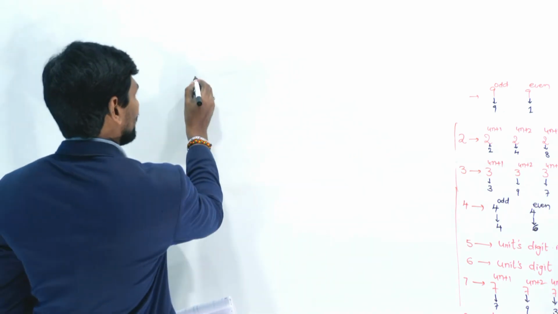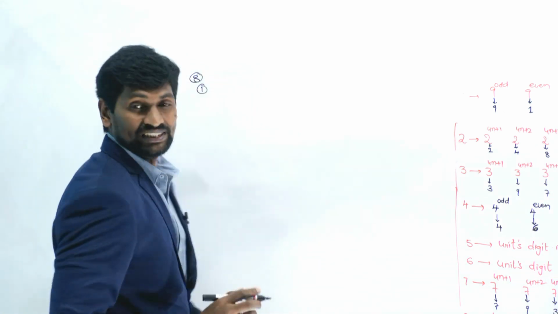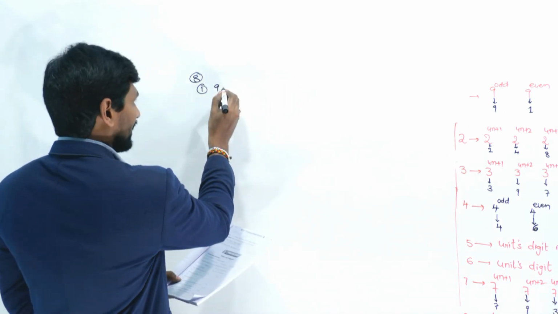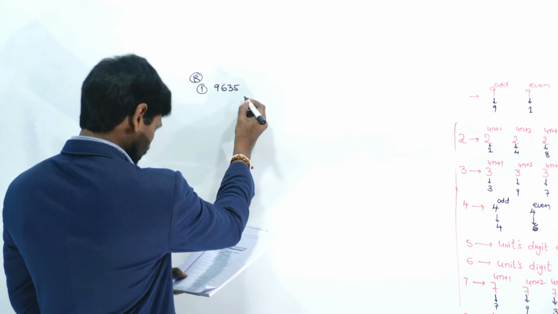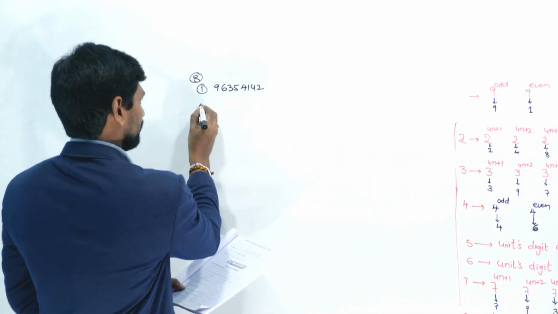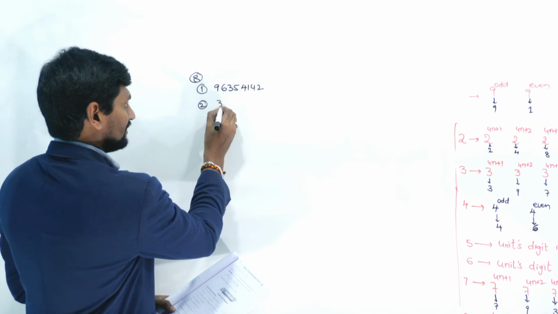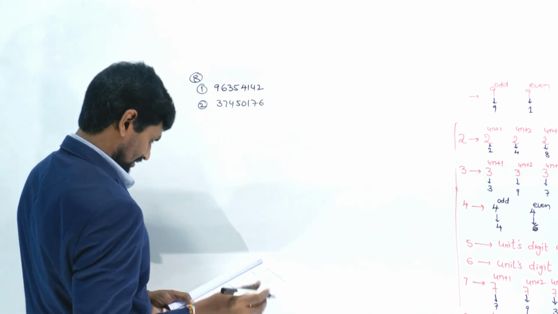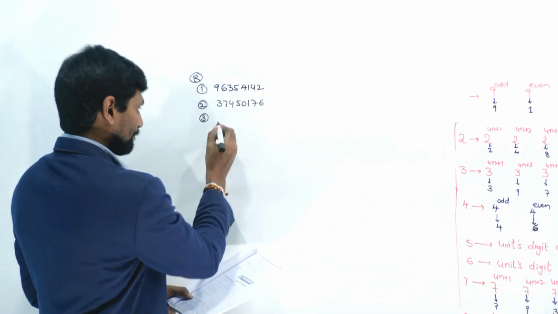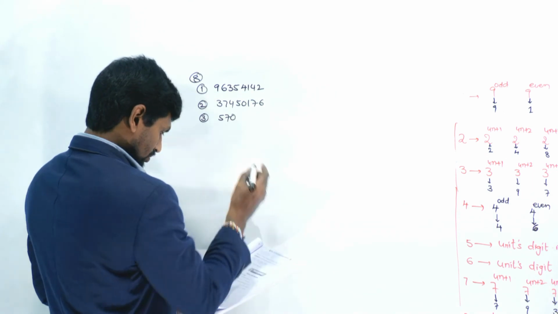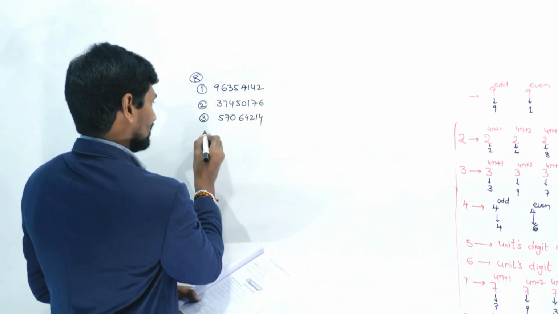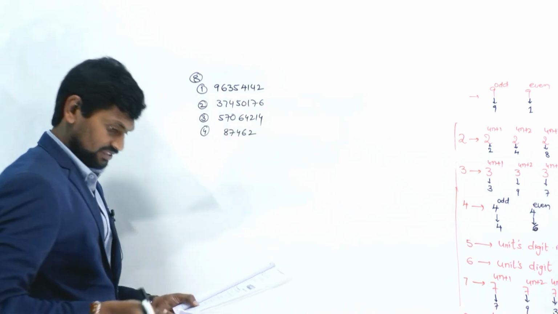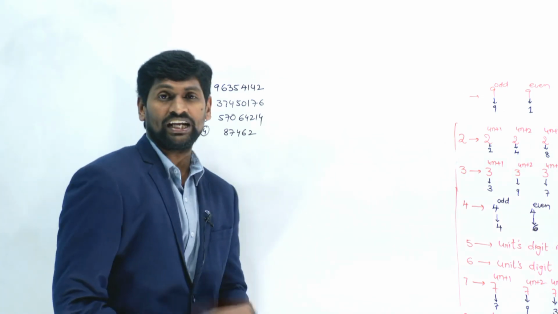Among the following, which is exactly divisible by 8? The numbers: option 1, 9635 4142. Second option is 374 50176. Third option 570 64214, and fourth option 87,462. What is the divisibility rule for 8?